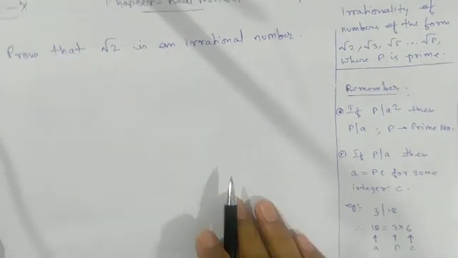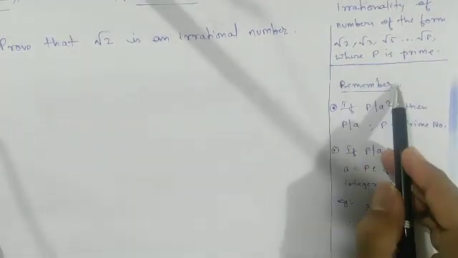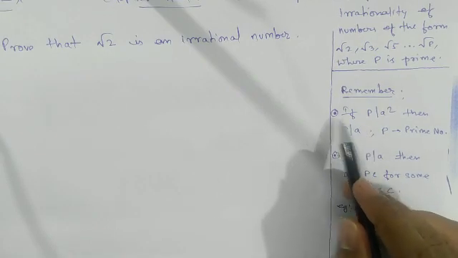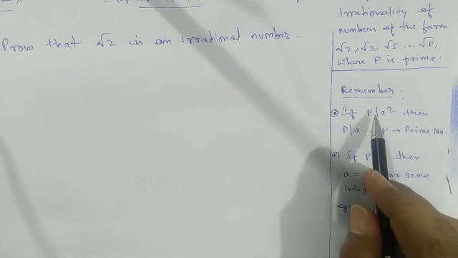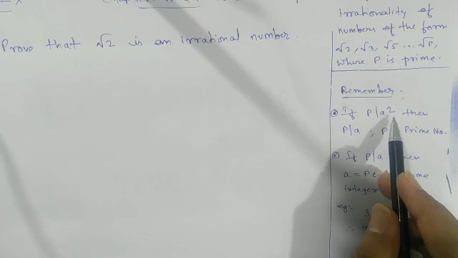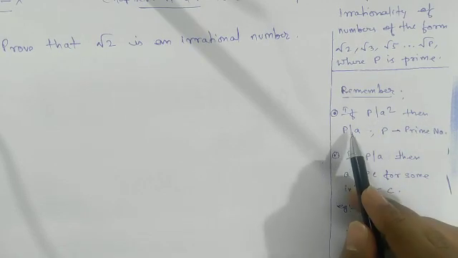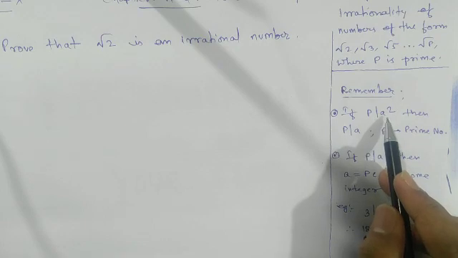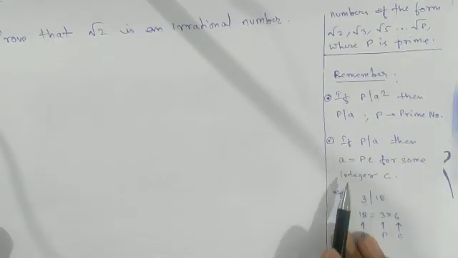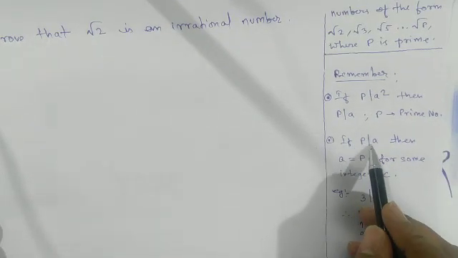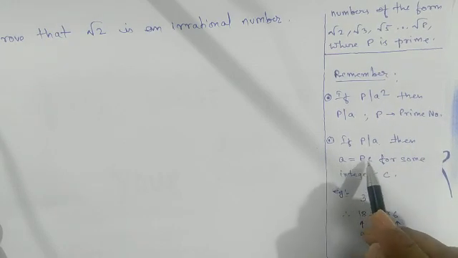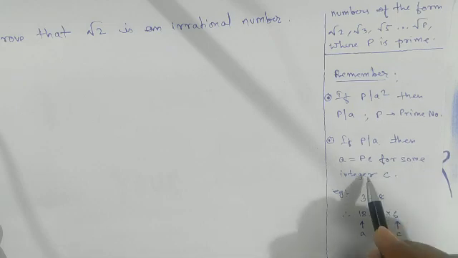Before starting, let us recapitulate two topics. One is the last theorem we have discussed: if p divides a square, then p divides a, where p is a prime number and a is any positive integer. And one more: if p divides a, then a can be written as p into c for some integer c.